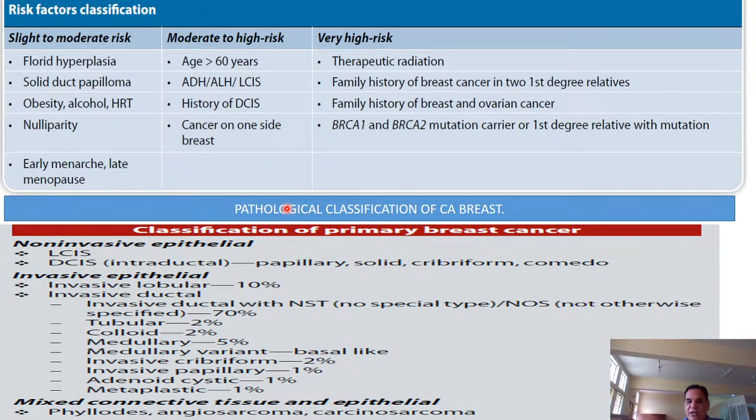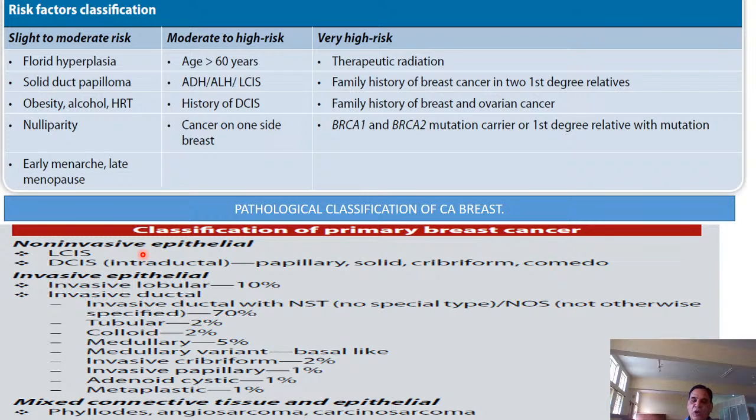And what is the pathological classification of carcinoma breast? Because they may ask the pathological classification. What is it? Classification of a primary breast cancer. Remember, primary breast cancer can also be secondary. Never forget, secondaries can come into the breast. First is non-invasive. Basically, there are two types: either a non-invasive carcinoma or an invasive carcinoma.